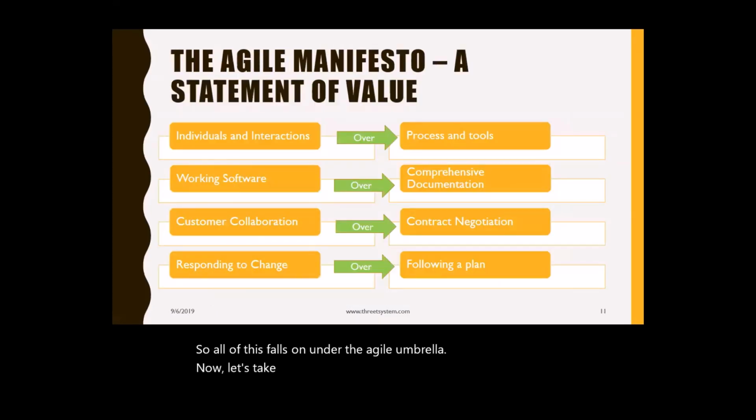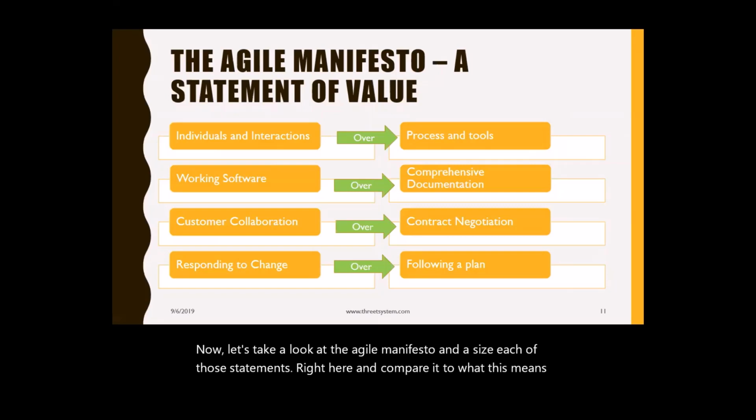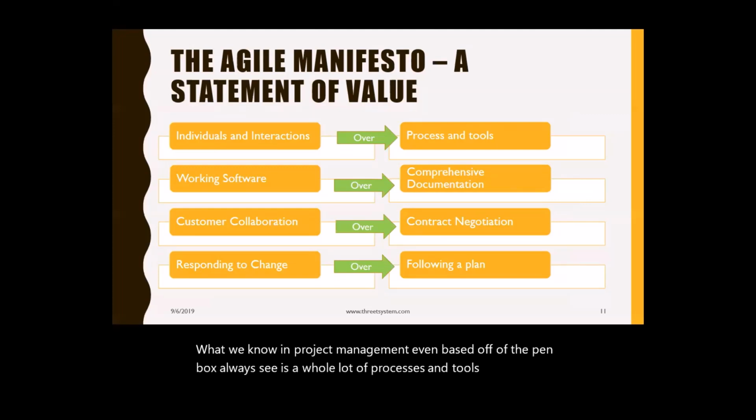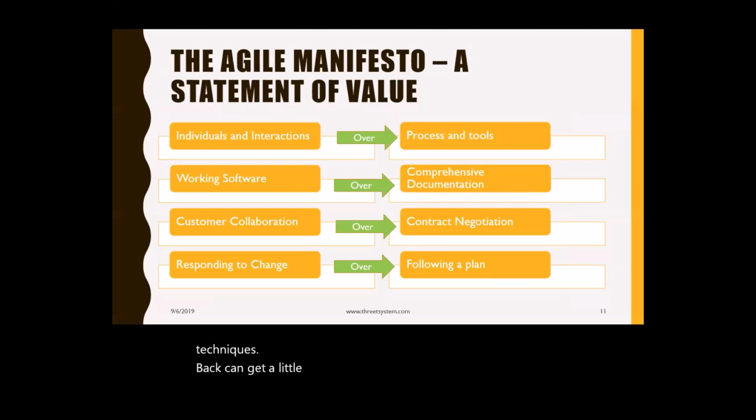Now let's take a look at the Agile manifesto and assess each of those statements and compare it to what this means and what the difference is between Agile and project management. So in Agile, it says individuals and interactions over process and tools. What we know in project management, even based off of the PMBOK, all we see is a whole lot of processes and tools and techniques. That can get a little overwhelming, and we know that. And sometimes there's more value given to processes and tools versus individuals and interactions.